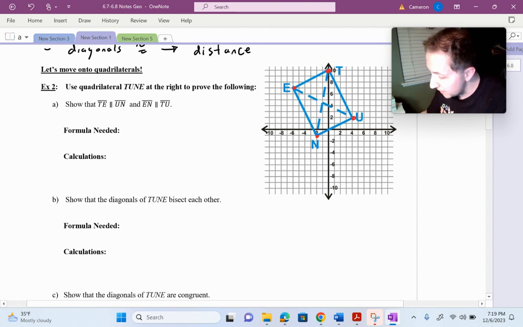First thing in part A, these are all separate problems. I want to show that TE is parallel to UN. I'm going to highlight those in red. And I want to show that EN is parallel to TU. So I'll do those in blue.